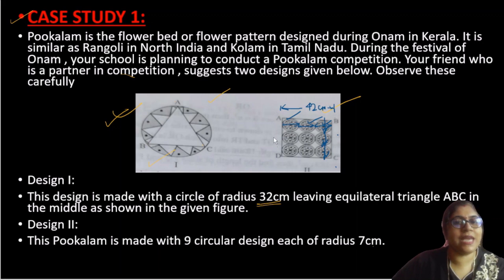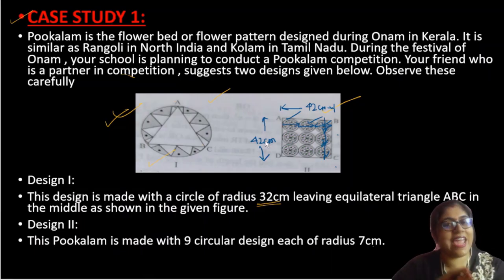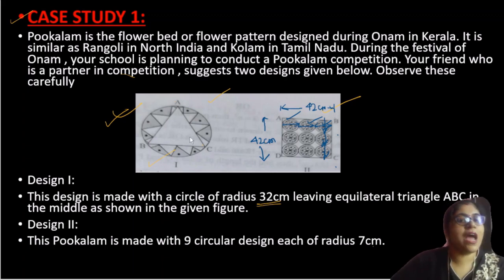So BC, or you can say AD, this is also 42 centimeter. So you can say ABCD is a square here. So now let's move to our questions.